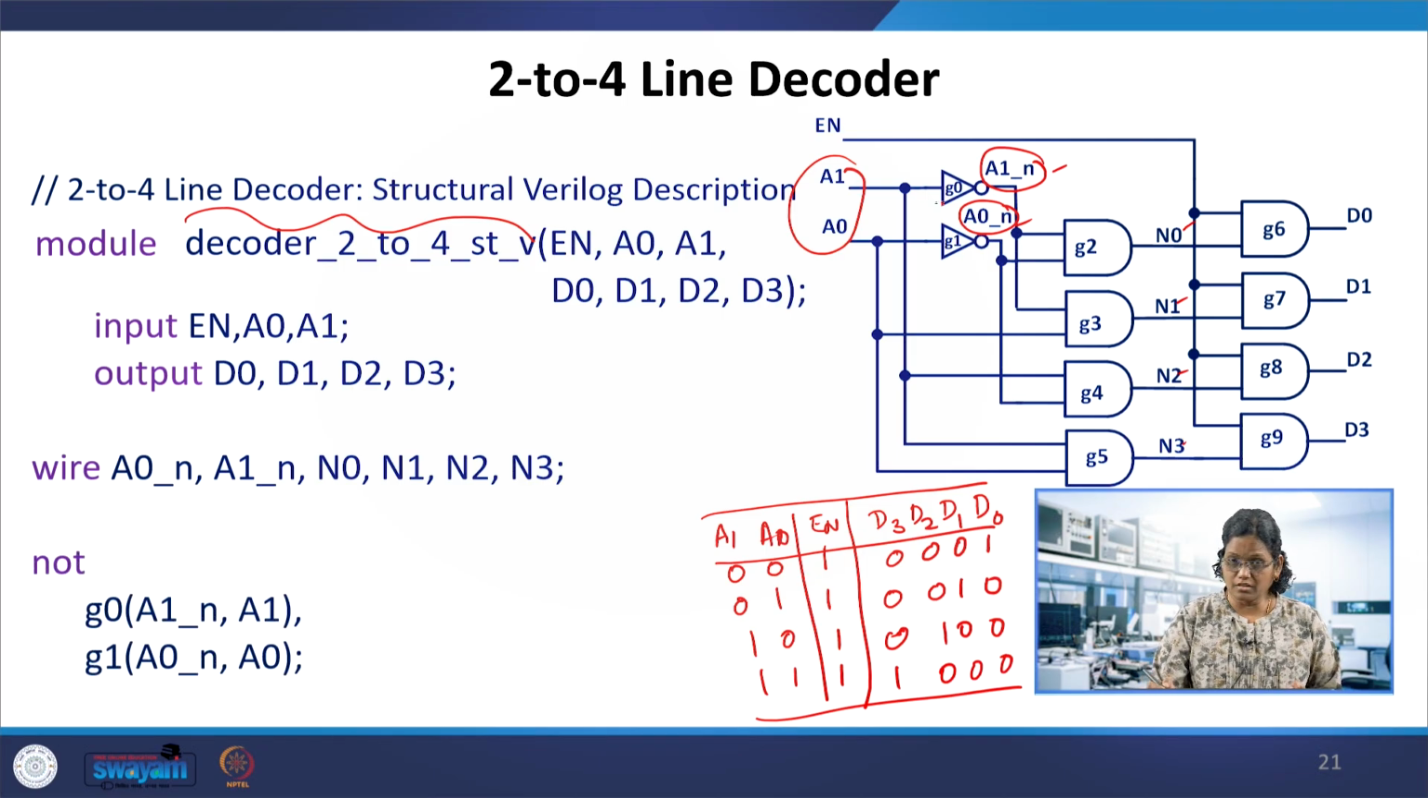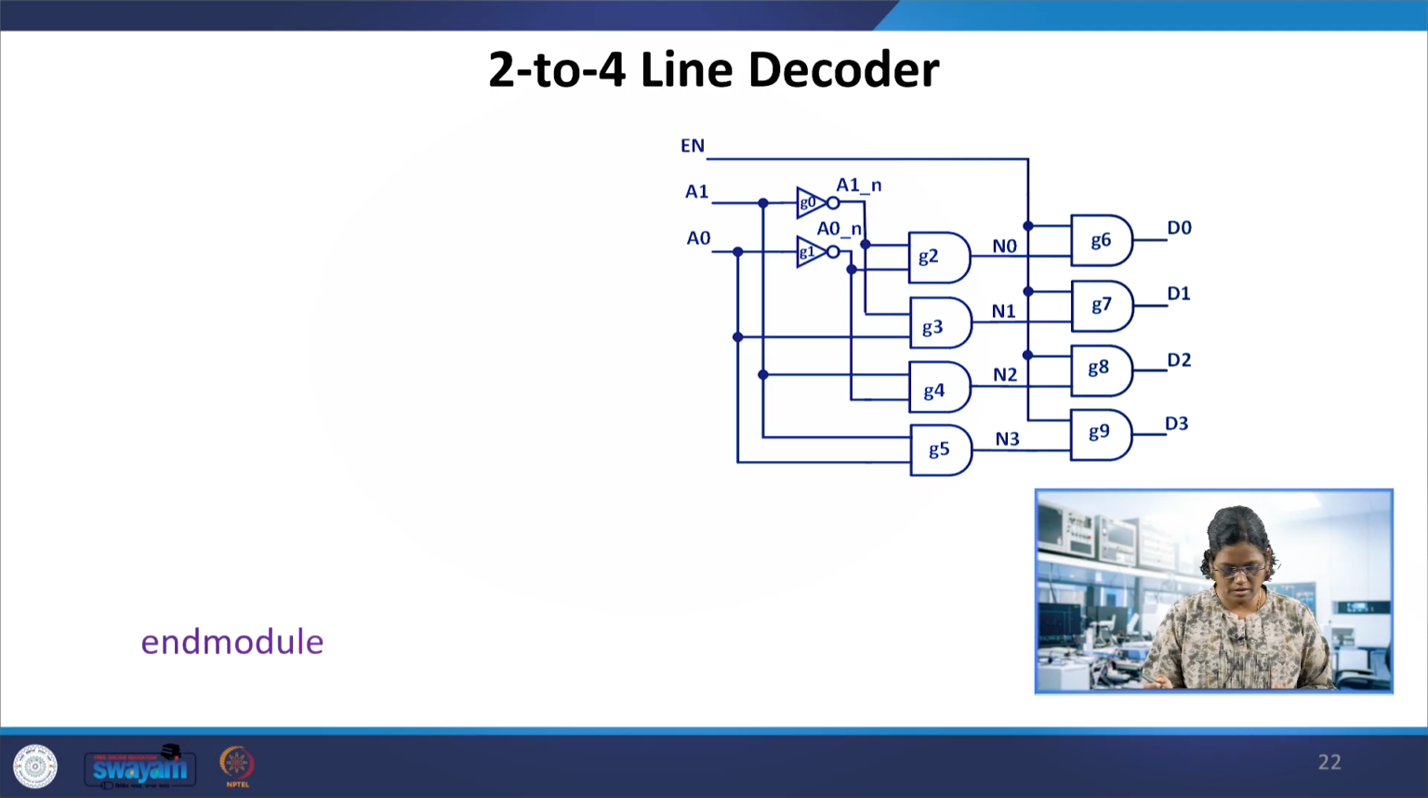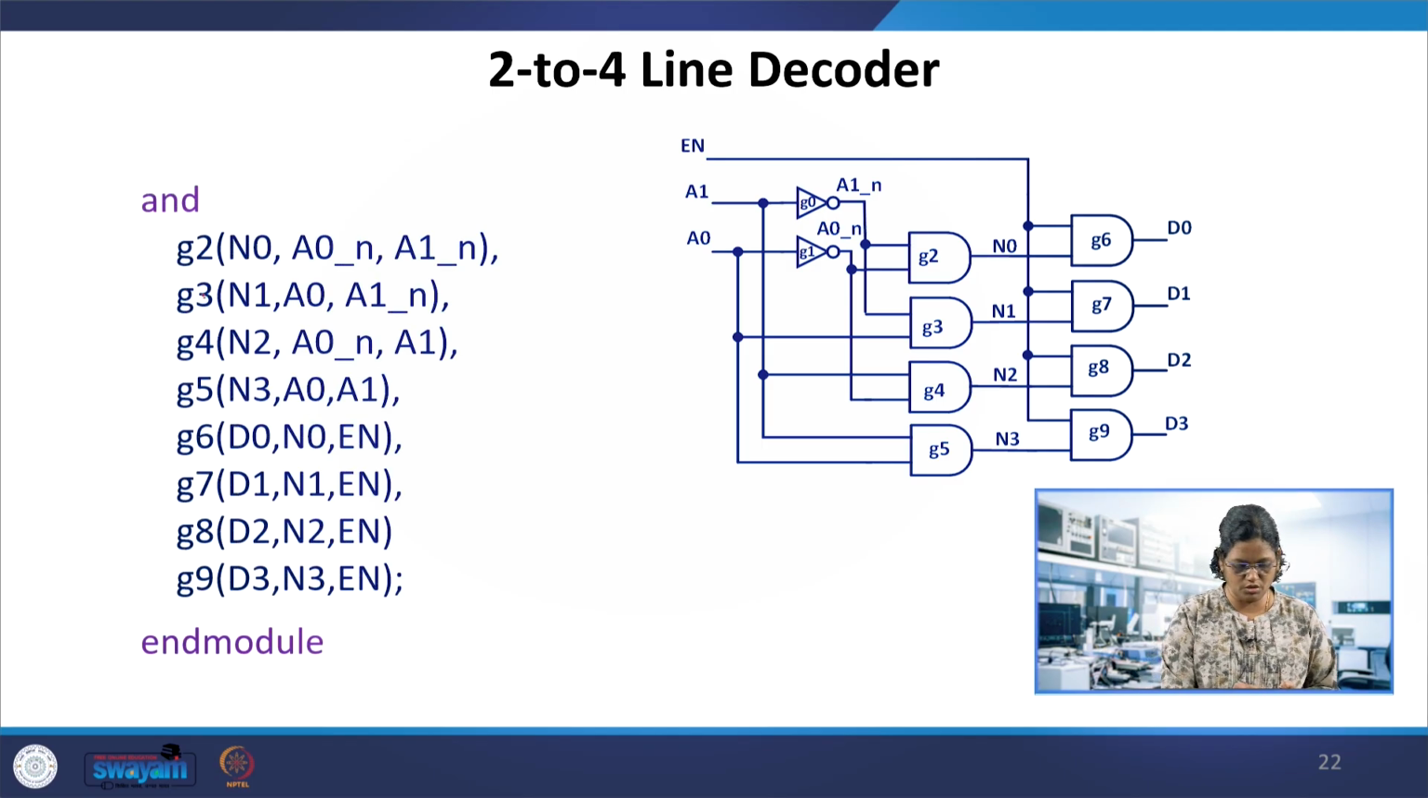Again, combining this, the inverters are G0 and G1. G0 has A1N and A1 as its ports, and G1 has A0N and A0. So this is only one declaration of NOT gates, with commas and a semicolon. The other declarations are all AND gates: G2, G3, G4, G5, G6, G7, G8 and G9. They output N0, N1, N2, N3, and the G6 to G9 outputs are D0, D1, D2, D3.